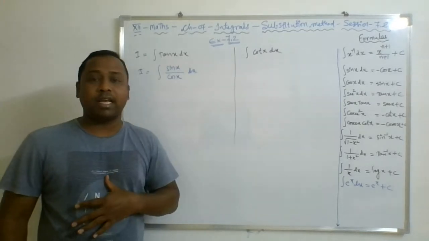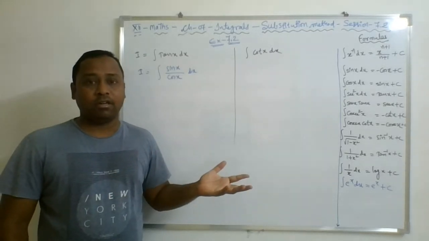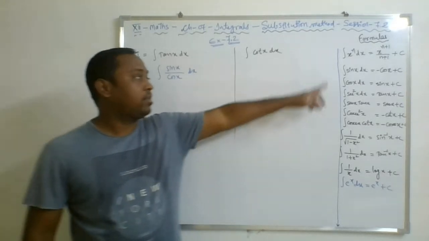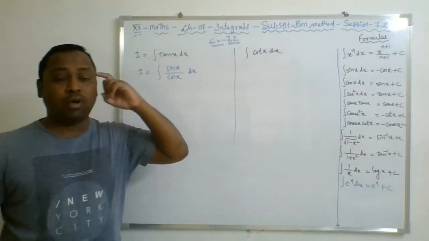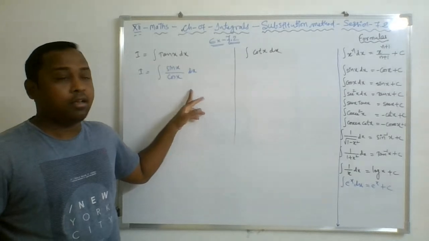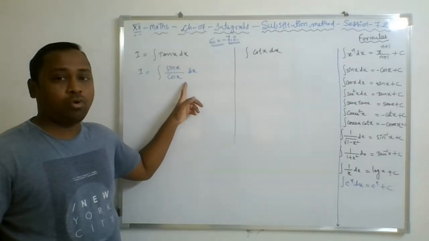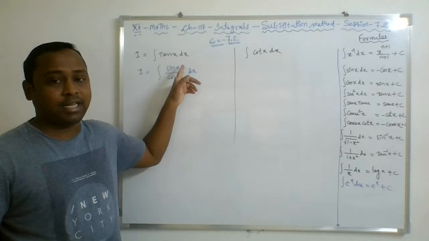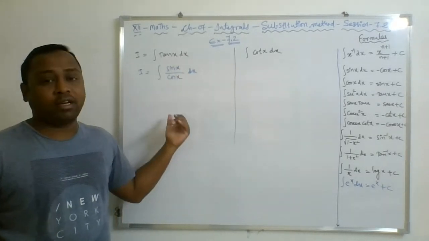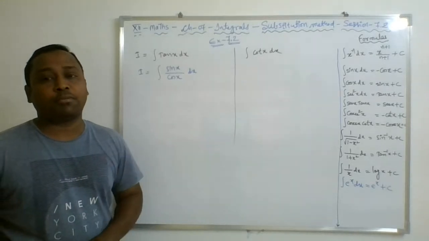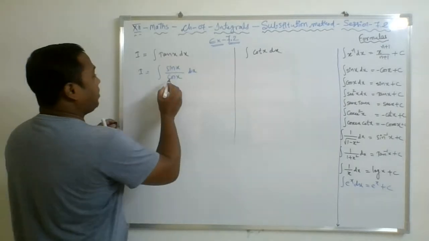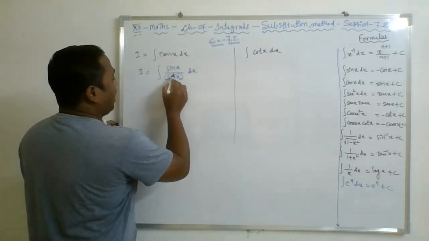What is our purpose again? To apply any method to solve an integration is to convert them into standard format. This you have to keep in your mind. Here we have two options again. The derivative of sin x is cos x, and the derivative of cos x is minus sin x, both are possible. Both are visible to you, but only one substitution will work perfectly. So here I am taking cos x as t.